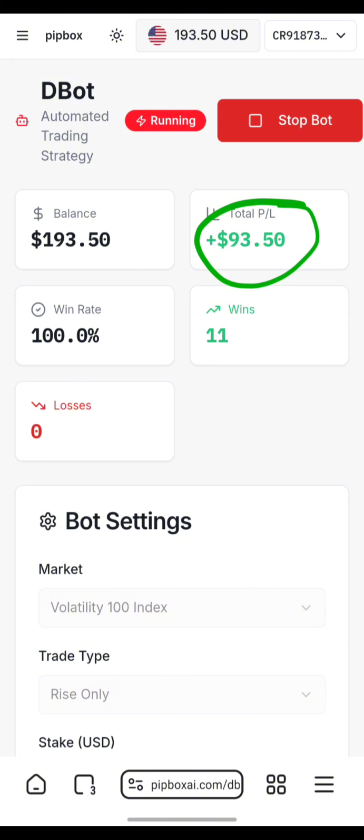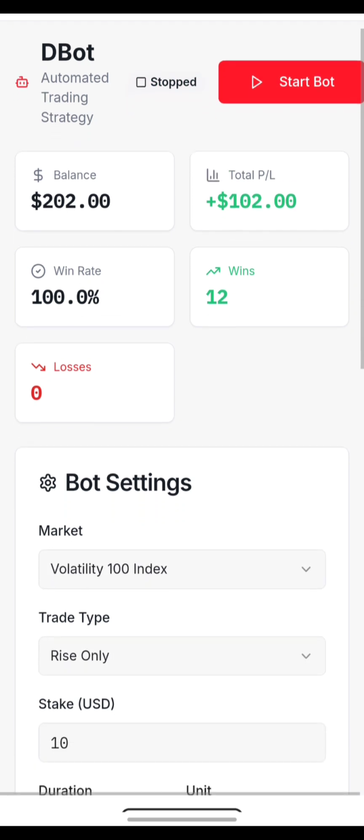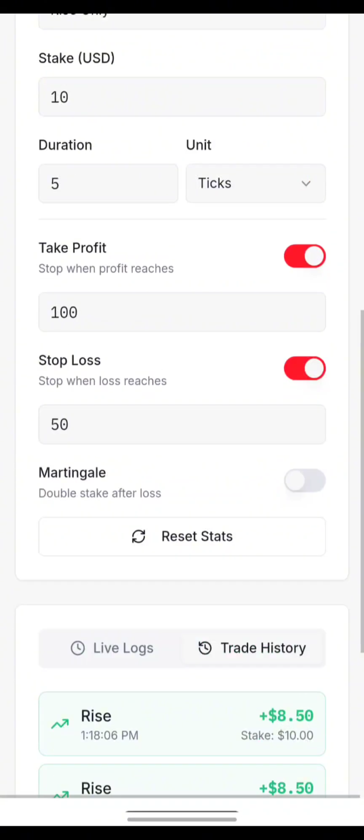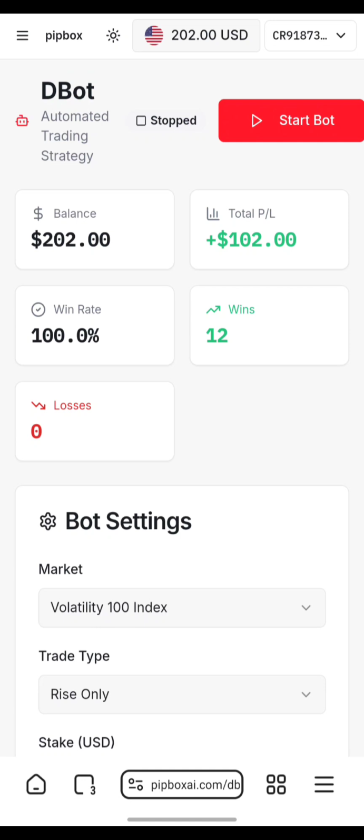Just like that we have hit 100 USD. So this tool is free of charge, and like that we are at 102. As you can see, our auto trading has stopped. We're now being given the option of starting the bot again. Let's take another run because we want to take this account to 1000 USD.